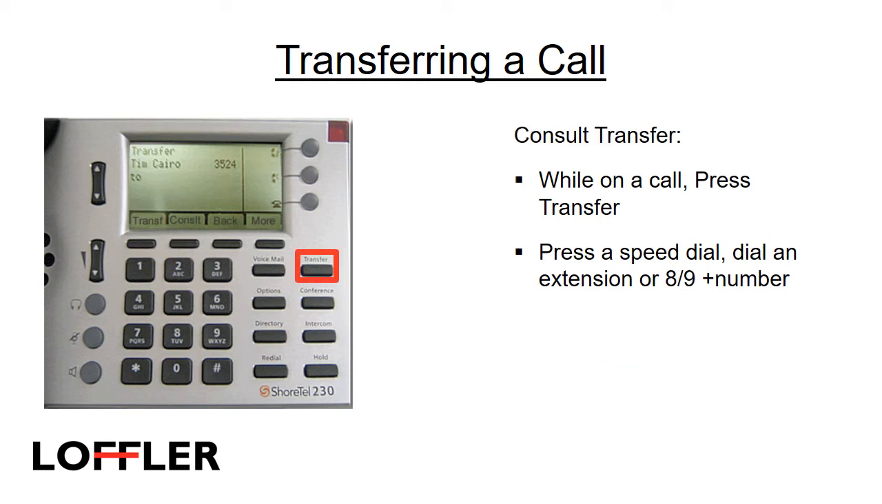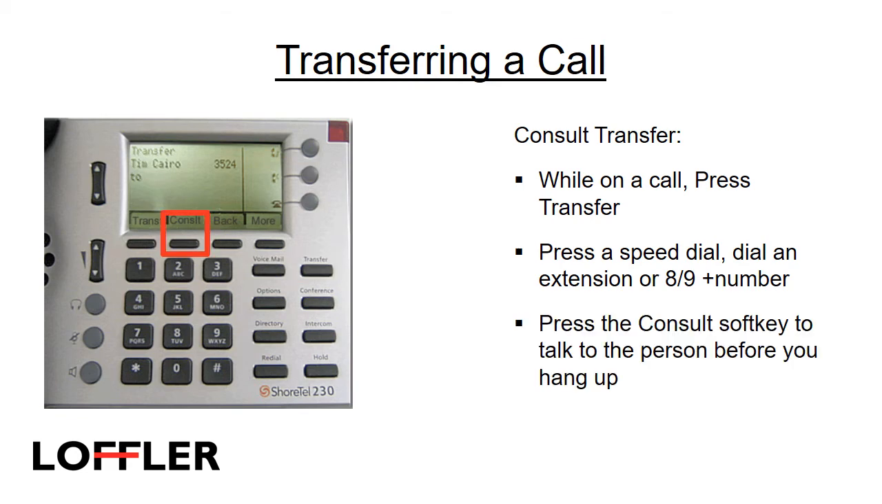To complete a consult transfer, while on a call, press the Transfer button. Press a speed dial, dial an extension, or dial the trunk access code 8 or 9, and then the number. Press the Consult soft key or stay on the line to talk to the person. Once you have done so, you can hang up to complete the transfer.